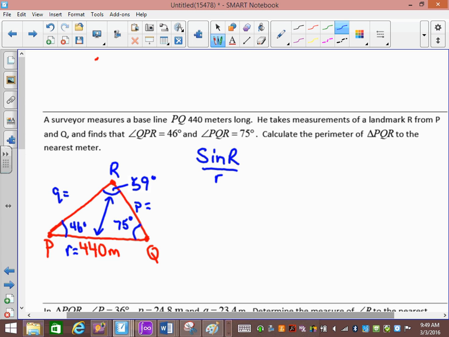Now it wants the perimeter, so all the way around the triangle. So eventually I'm going to have to find P and I'm going to have to find Q by using the sine law. Because even if I know two sides, there's no Pythagorean theorem for non-90 degree triangles that works. You're going to have to use sine law for the rest of them. So you have to do sine law twice. So sine R over r, and then I'm going to do P first just because I feel like it. Sine P over little p.